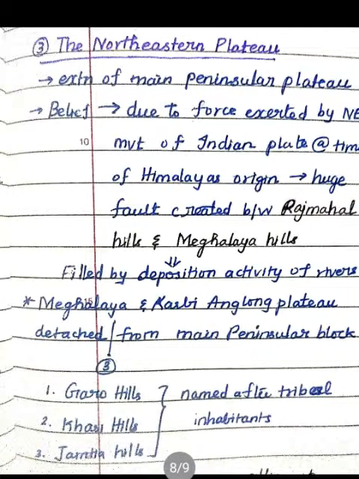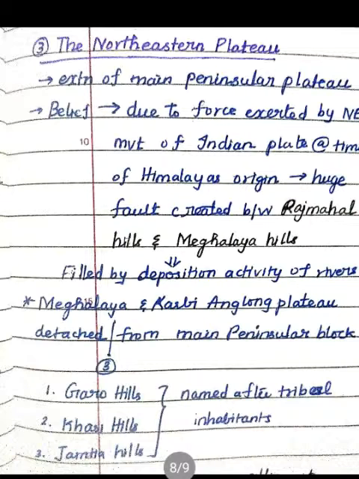The Meghalaya and Karbi Anglong Plateau in the northeastern part are detached from the main Peninsular Plateau. This Meghalaya Plateau is known by the Garo Hills, Khasi Hills and Jaintia Hills. These names are after the tribal people who are living in those particular areas.